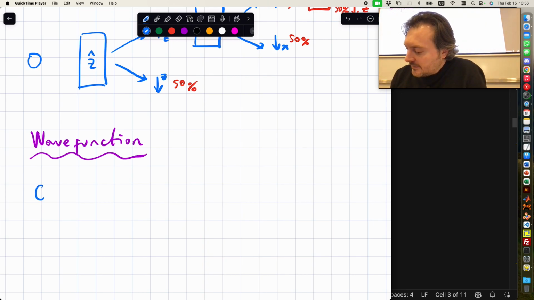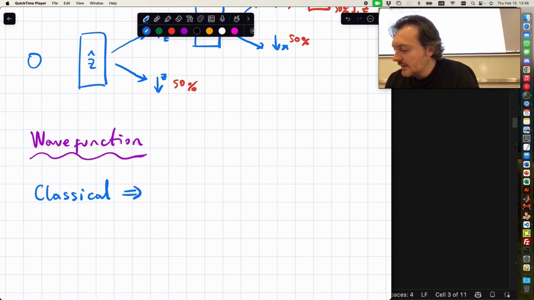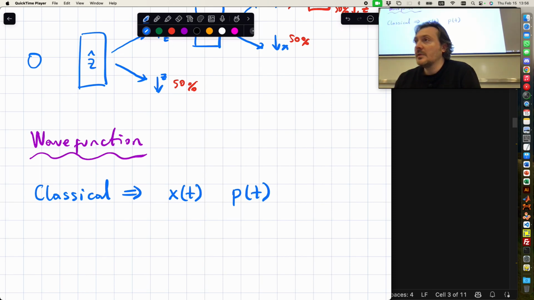What is classical? If you have a particle, how do you describe its state classically? You say that it has this position and that momentum, right? If you know the position and the momentum of a particle, you can predict its future. And nature is deterministic in that way, right?